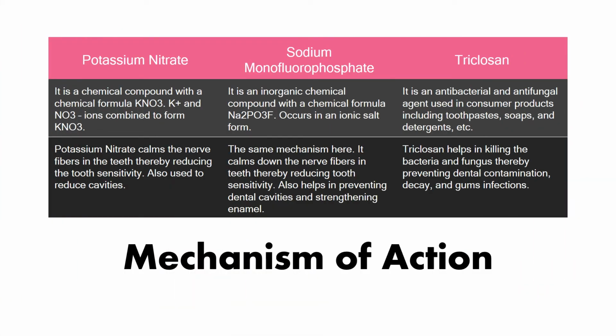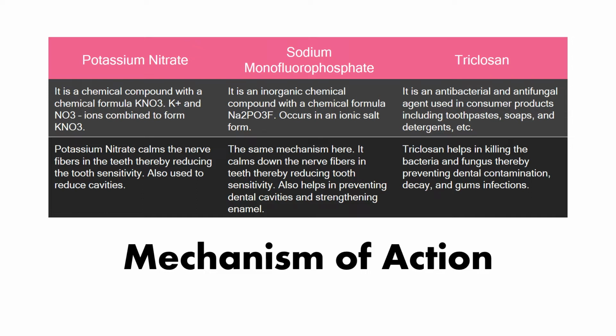Now I will let you know the mechanism of action of each ingredient. I mean how the ingredients are going to act in reducing the tooth sensitivity. Here coming to potassium nitrate, actually it is a chemical compound with a chemical formula KNO3. Potassium ions, that is K plus ions, and the nitrate ions, NO3 minus ions, combine together to form KNO3. And how it is going to act? Actually potassium nitrate calms the nerve fibers present in the teeth, thereby reducing the tooth sensitivity. And also potassium nitrate helps in reducing the tooth cavities.